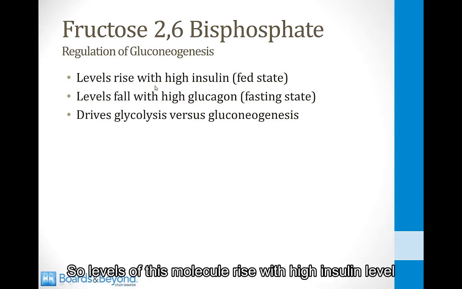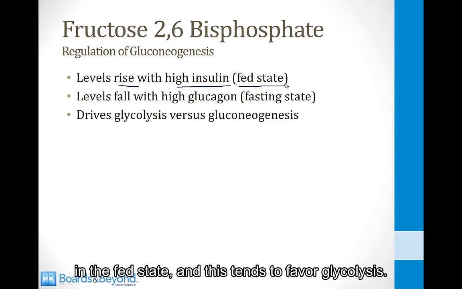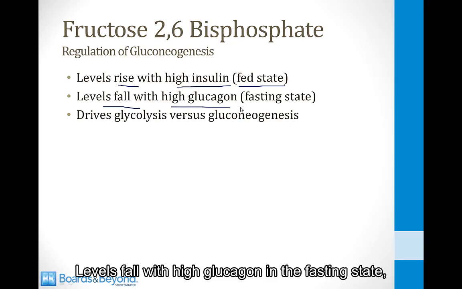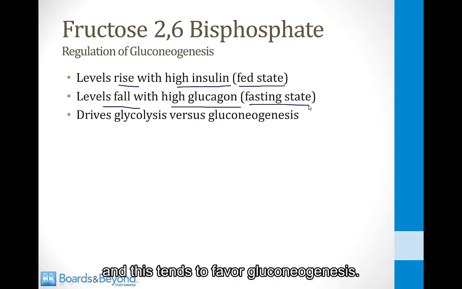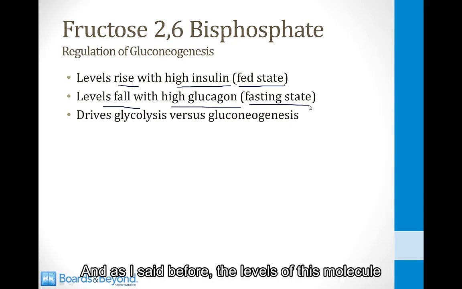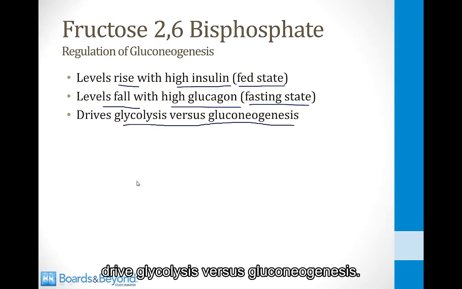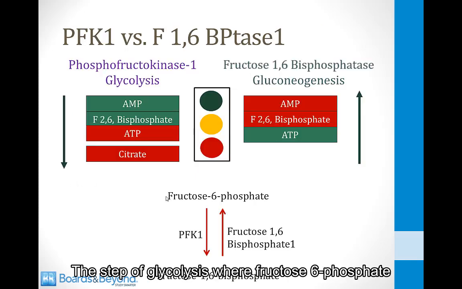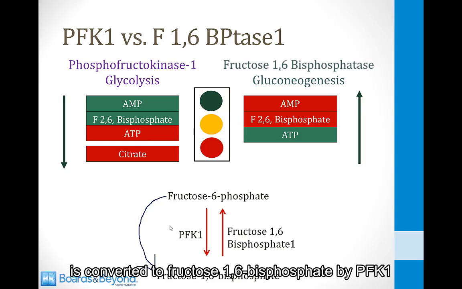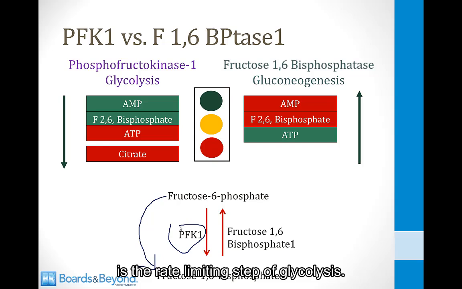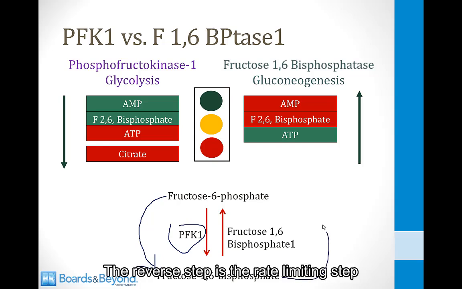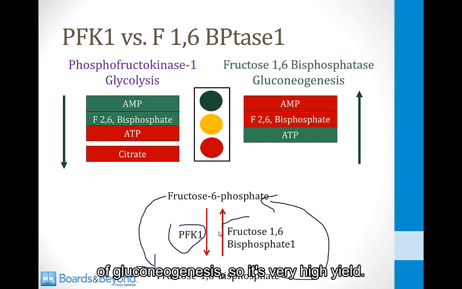So levels of this molecule rise with high insulin level in the fed state, and this tends to favor glycolysis. Levels fall with high glucagon in the fasting state, and this tends to favor gluconeogenesis. And as I said before, the levels of this molecule drive glycolysis versus gluconeogenesis. The step of glycolysis where fructose 6-phosphate is converted to fructose 1,6-bisphosphate by PFK1 is the rate-limiting step of glycolysis. The reverse step is the rate-limiting step of gluconeogenesis.